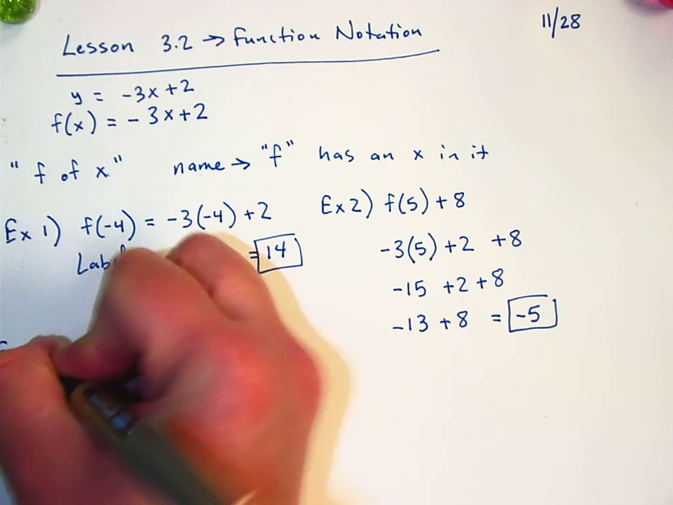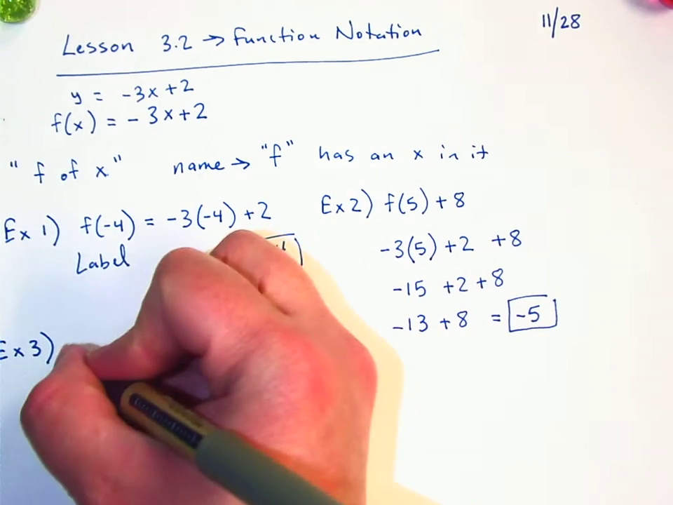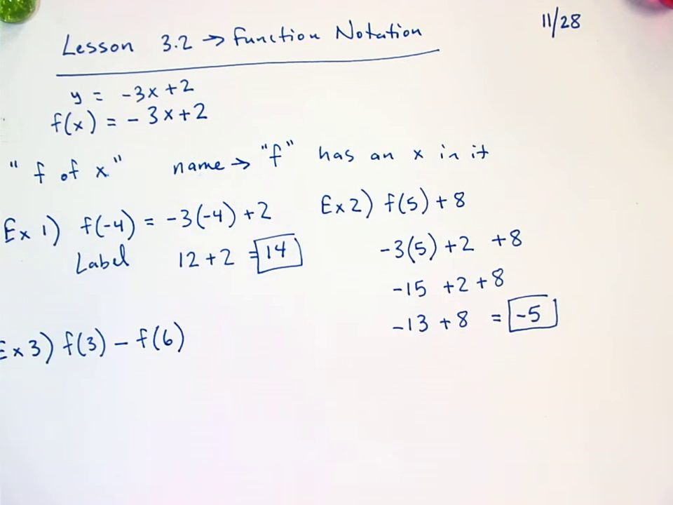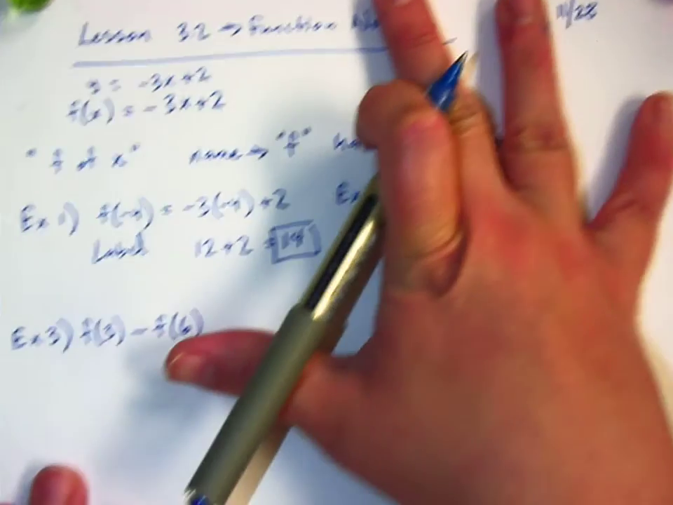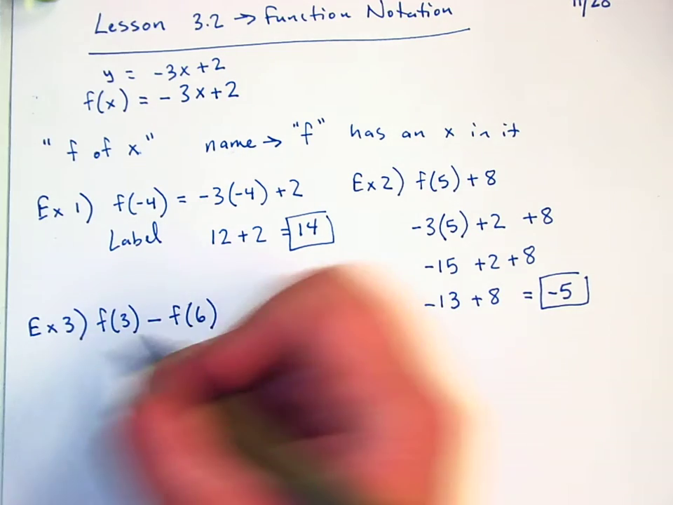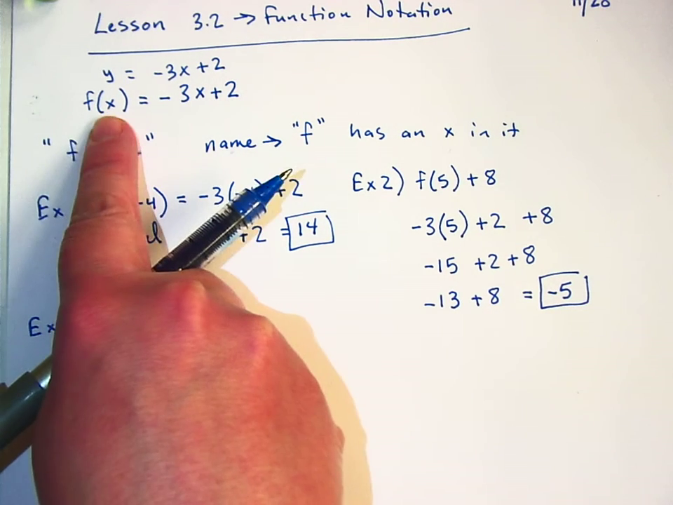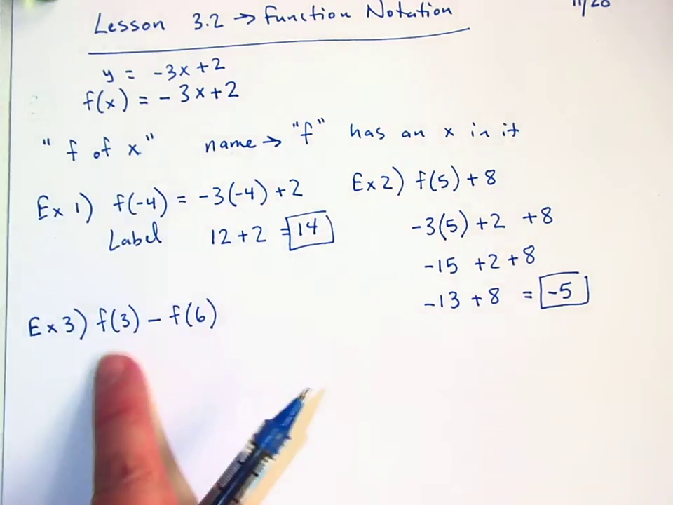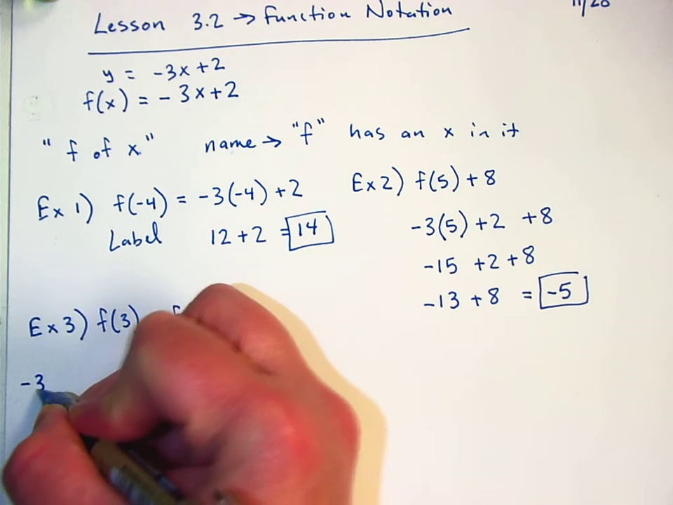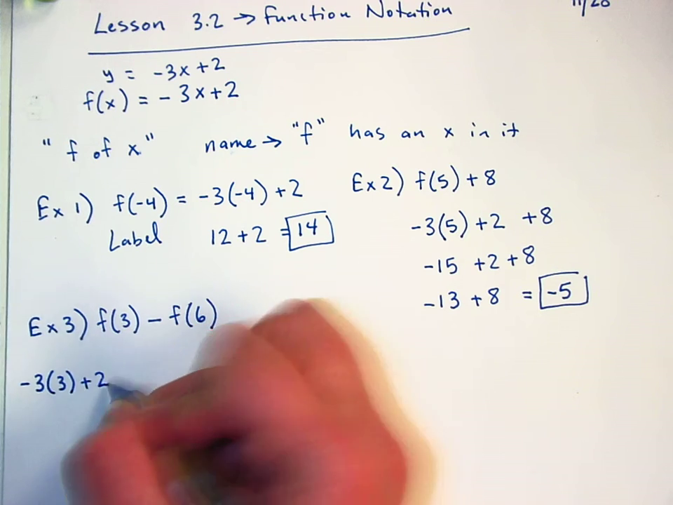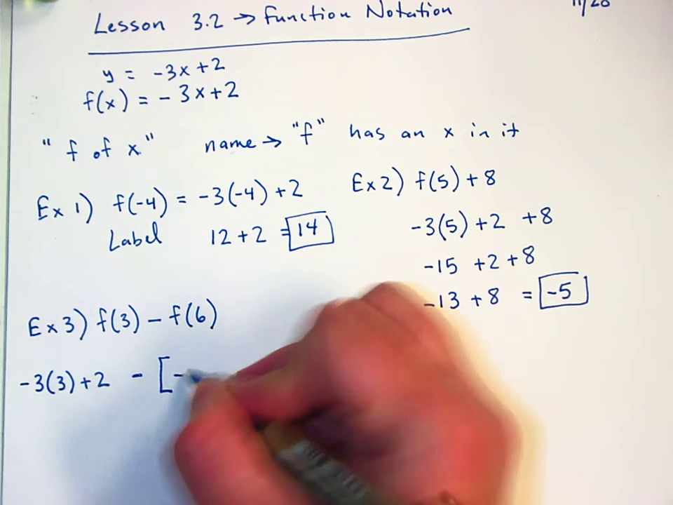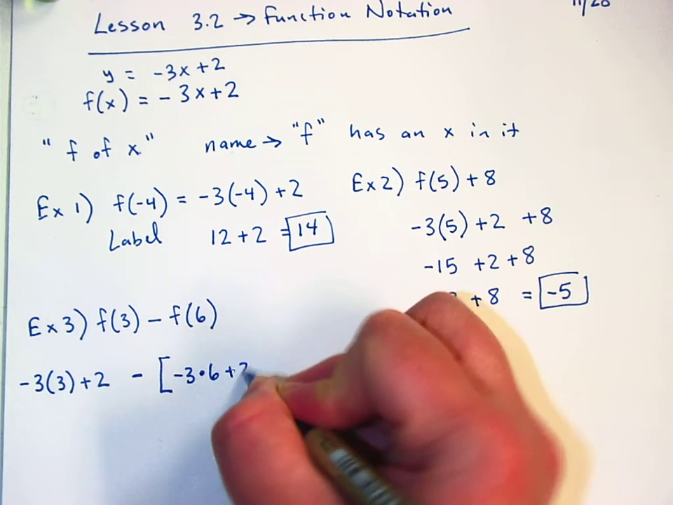And the last example I'm going to do for you is what would be f of 3 minus f of 6. Okay, so f of 3 minus f of 6 would be, I'm going to take the function that's called f and put 3 in it, and then I'm going to subtract the function f that has 6 in it. So first I'm going to do negative 3 times 3 plus 2, and then I'm going to subtract all of, which means I'm going to put these kind of brackets around it, negative 3 times 6 plus 2, like that.